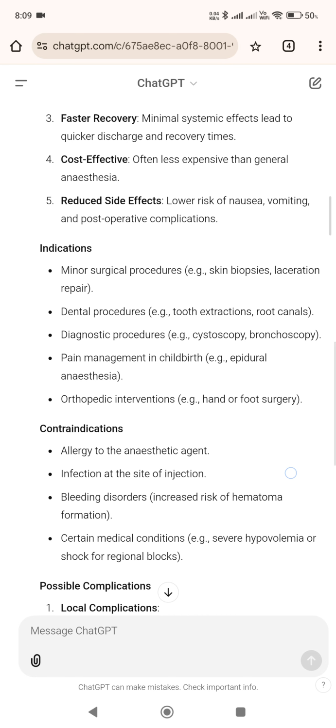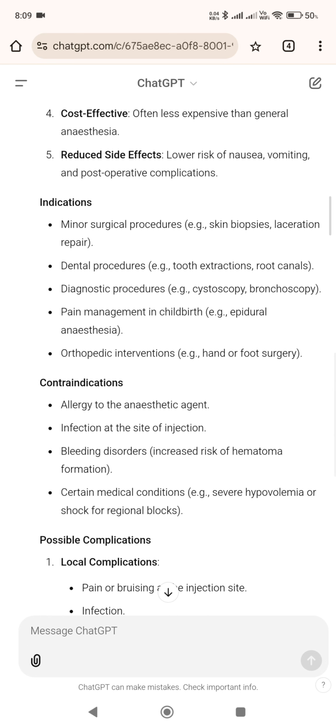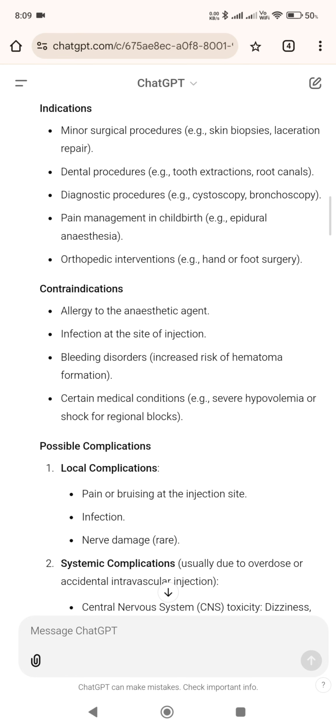4. Cost-effective, often less expensive than general anesthesia. 5. Reduced side effects, lower risk of nausea, vomiting, and postoperative complications. Minor surgical procedures, e.g., skin biopsies, laceration repair. Dental procedures, e.g., tooth extractions, root canals.